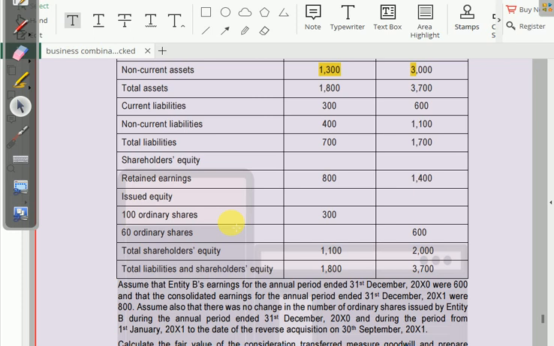and that the consolidated earnings for the annual period ended 31st December 2000 were 800. Also assume that there was no change in the number of ordinary shares issued by the equity entity B during the annual period ended 31st December 2000 and during the period from 1st January 2001 to the date of the reverse acquisition. और ये जो होता है इसको रिवर्स एक्विजिशन कहते हैं। ए बी को एक्वायर कर रहा है लीगली, लेकिन अकाउंटिंग में बी ए को कर रहा है, उसको रिवर्स एक्विजिशन कहते हैं। Calculate the fair value of the consideration transferred, measure goodwill and prepare consolidated financial statements.